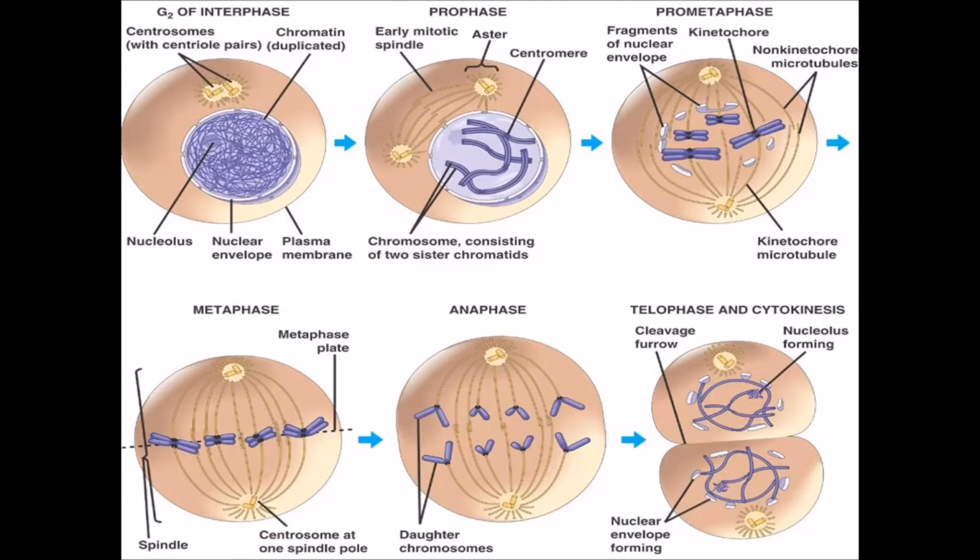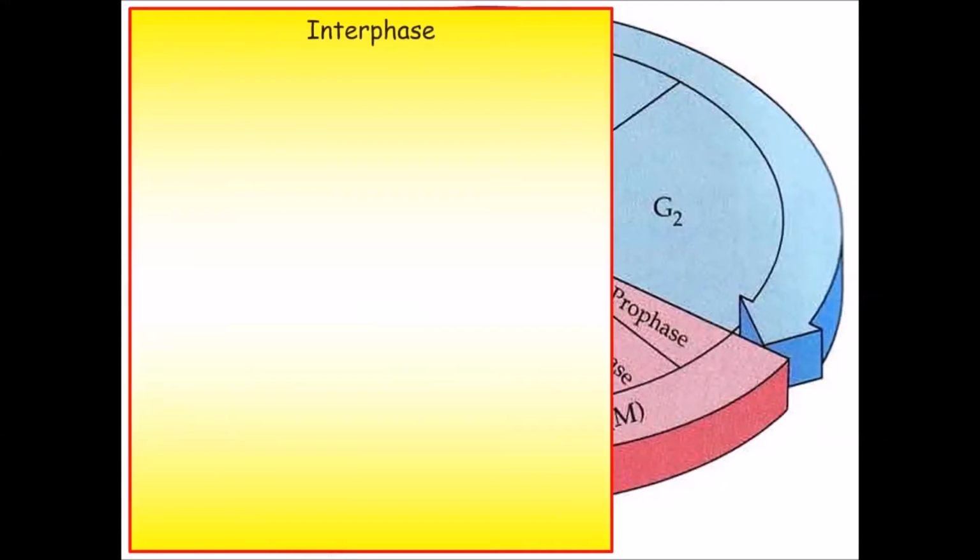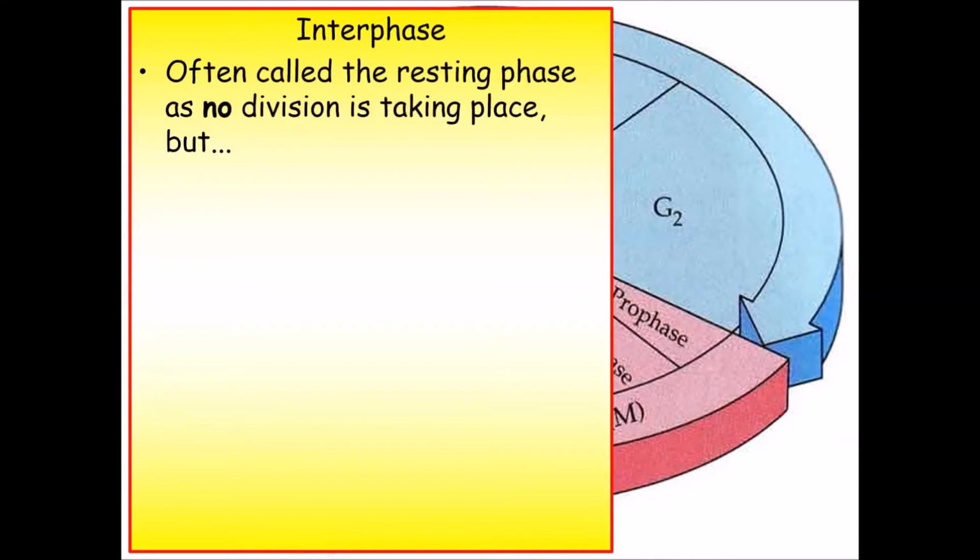However, we need to know the different stages. They are interphase, prophase, metaphase, anaphase, telophase, and cytokinesis. We don't worry about prometaphase and other subdivisions within there at this level, just the standard stages. The first stage is interphase, which is actually split into three distinct areas, G1, S, G2. Interphase is often referred to as the resting phase of the cell, when no division is taking place.